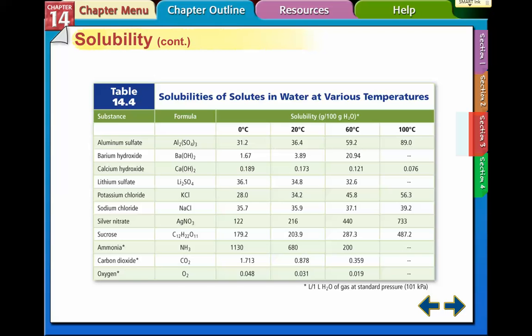This chart's in your book, the solubilities of solutes in water at various temperatures. So this is just kind of a reference thing.